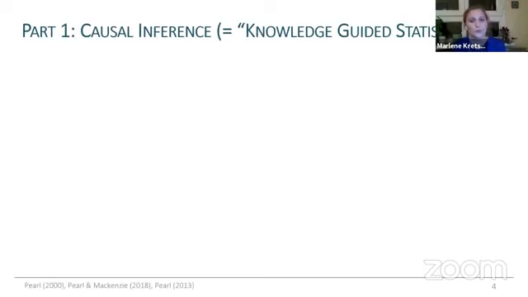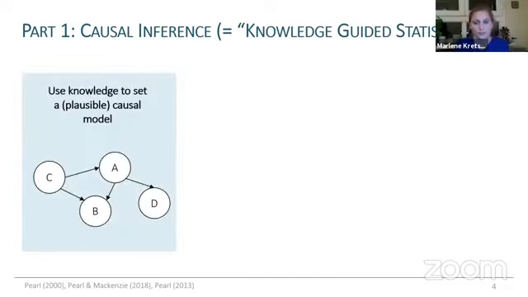Okay, so causal inference is what one could also call knowledge-guided statistics. Very simply speaking, it sets the rules of when we can actually quantify cause-effect relationships from data. What is required, and what is the first step of any causal inference analysis, is using our knowledge to set a plausible causal model. And this is usually shown in the form of a network.